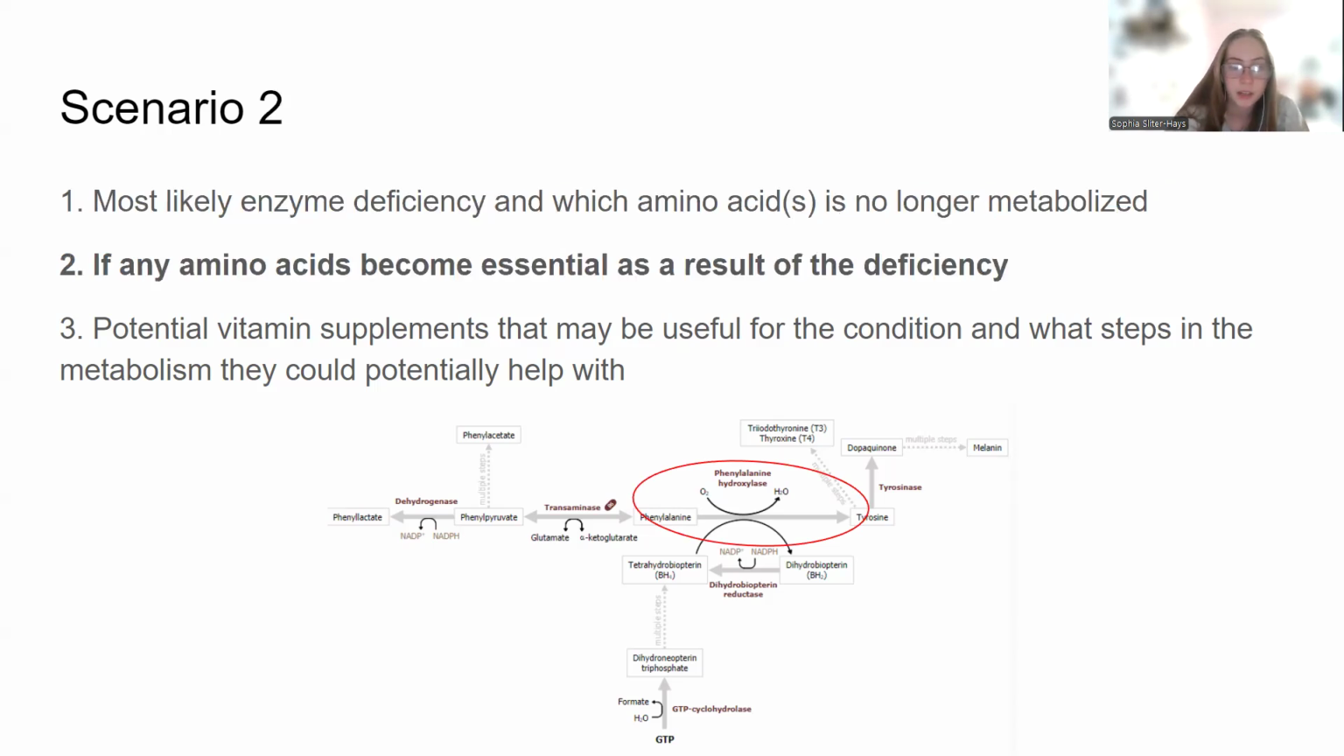Phenylalanine is converted by phenylalanine hydroxylase to tyrosine. In the case of deficiency in this enzyme, tyrosine becomes an essential amino acid because phenylalanine is obviously no longer being broken down to tyrosine.